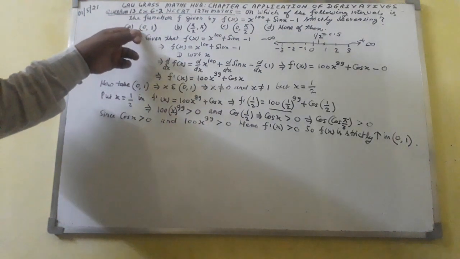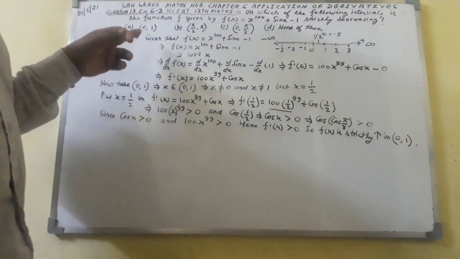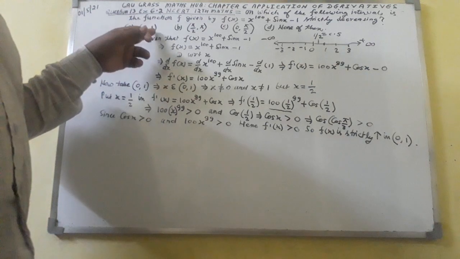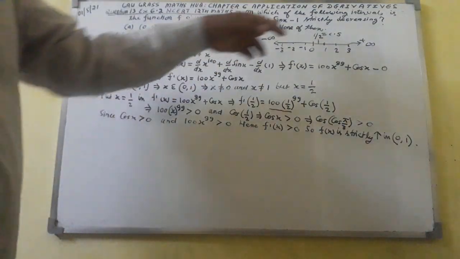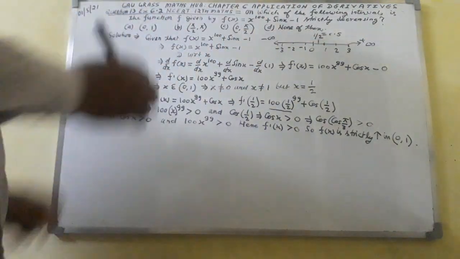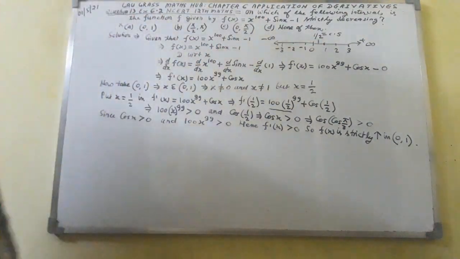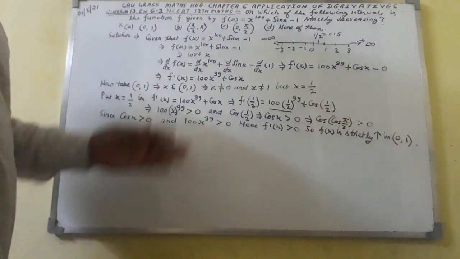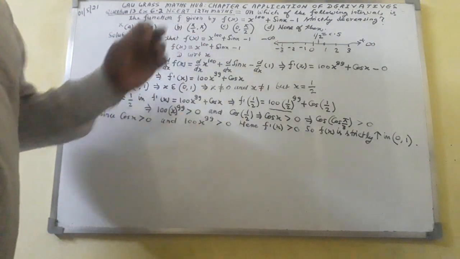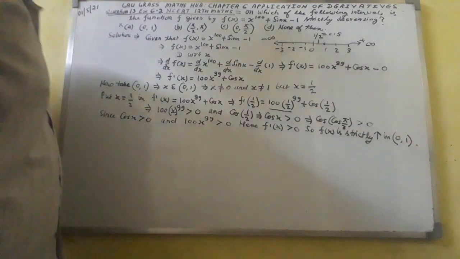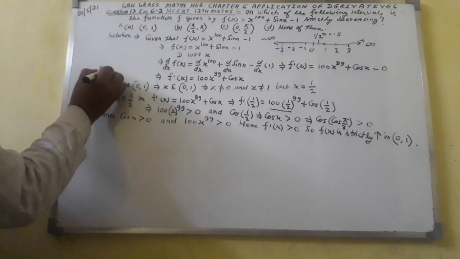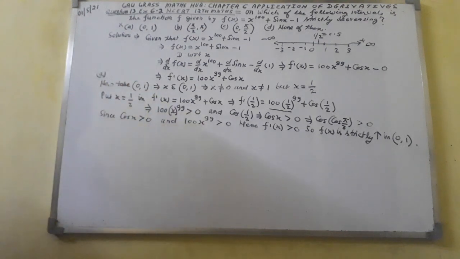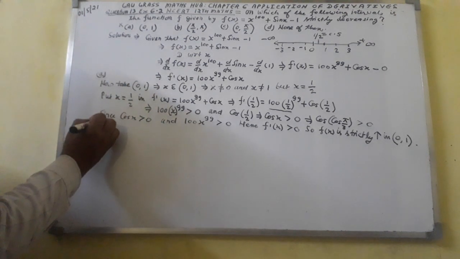So in option A, the open interval (0, 1), f(x) is strictly increasing, but here it says strictly decreasing. This means that this option is not correct. So what to do here? This option I tried on a trial basis, option A. Now take option B here.